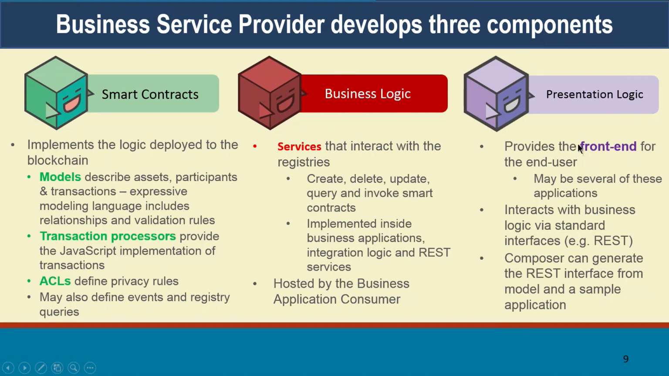Then there could be a presentation layer. So this is a front end or the user interface. And maybe there may be several of these applications. Each organization may have its own presentation layer. And it interacts with the business logic using REST APIs. And Composer has a neat way to even generate a skeleton of this presentation logic for you. It's automatically generated code based on how you write your smart contracts.